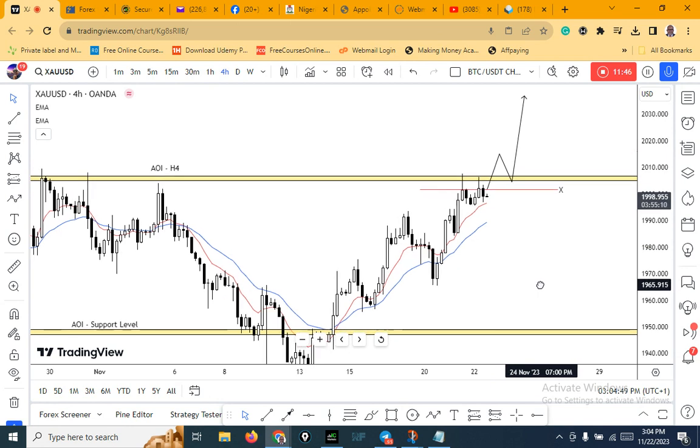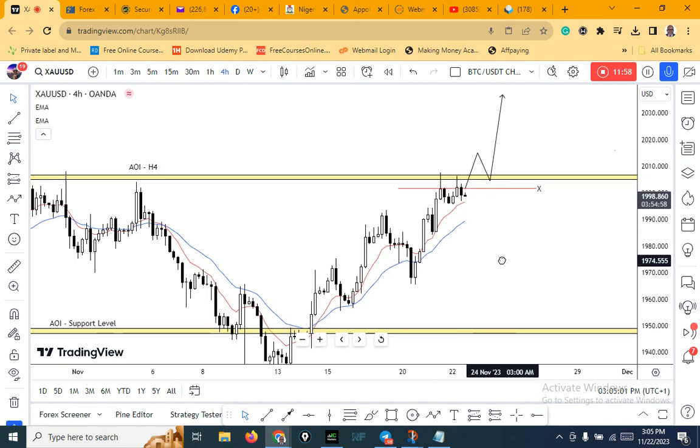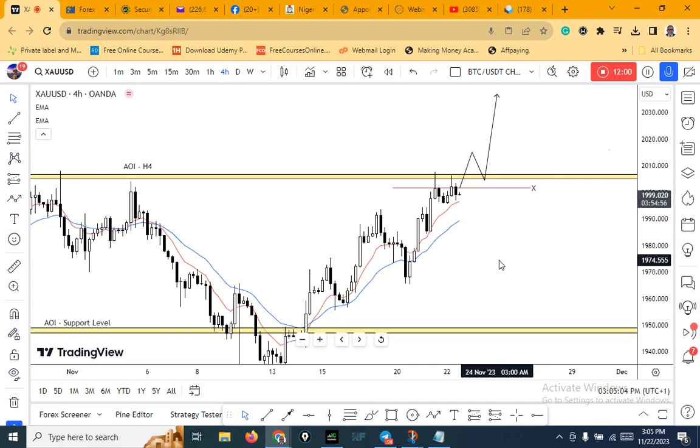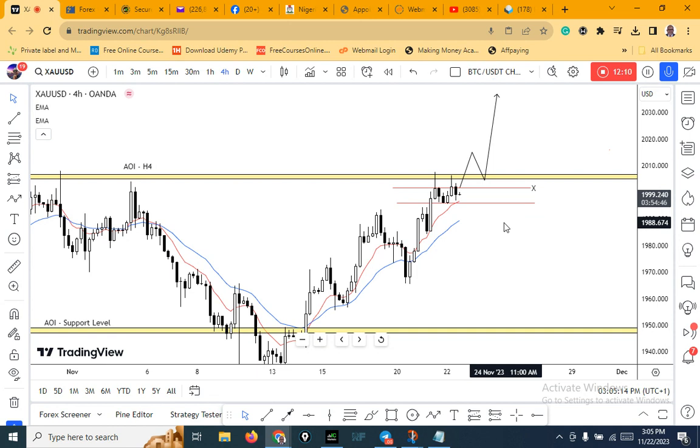So guys, let's look at other things that I expect from this market. Now I've seen a double top. This is a double top chart pattern here. Is this market going to push down? I don't know yet. But what I can tell you guys is this: if price is able to break this level, let me show you, this is the swing low of this market.